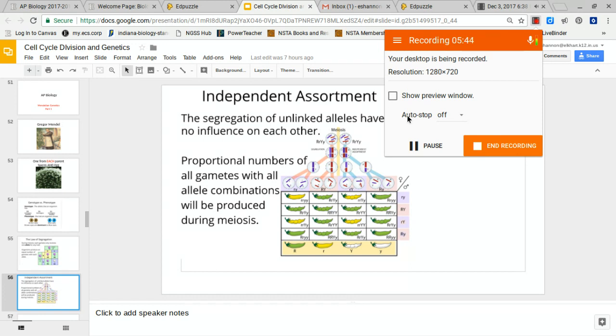that there will be 9 showing the dominant of each form, 3 showing dominant of one, recessive of the other trait, another 3 showing recessive, the flip-flop, 3 showing the recessive of the first trait and the dominant of the second trait, and then 1 showing the recessive form of each.